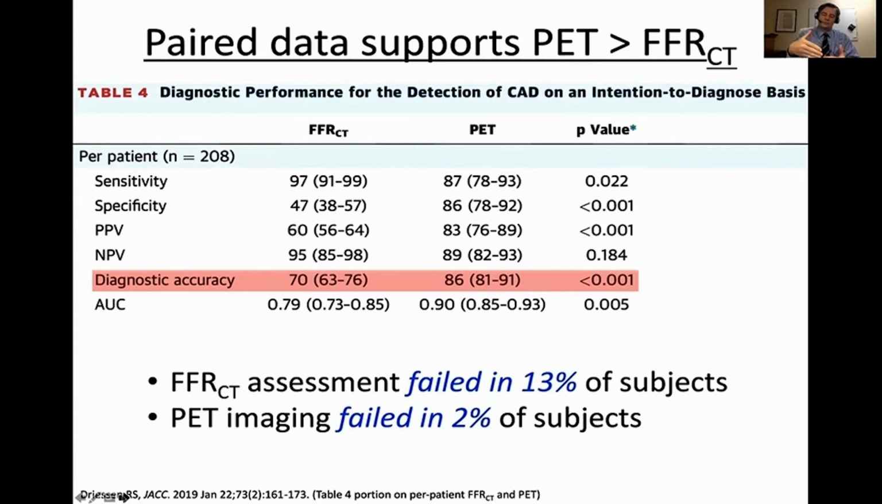And that's this notion of not just counting the cases where you were able to perform the test, but looking at everybody who came in the clinic door and asking, in how many of them were you able to reach a diagnosis successfully? That's this intention to diagnose. And when you do that, the diagnostic accuracy for PET, as you can see, is significantly higher than the rate for FFRCT. And that's a combination of things, not only how many patients are able to get these studies, but also, I think, the value of measuring absolute flow as opposed to simulating it using FFRCT.